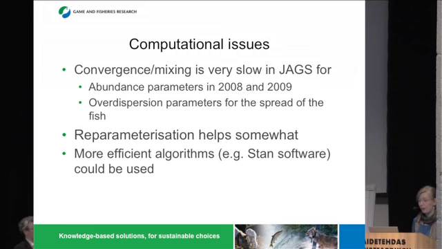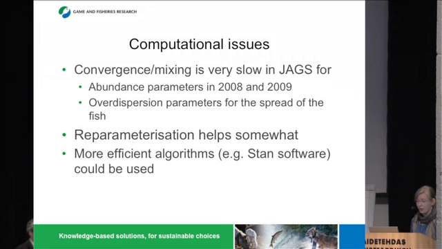Reparameterization has been helping somewhat, and also we have tried to use more efficient algorithms such as STAN software. And this was the original idea, to compare the JAX and the STAN softwares with 1 year of data. But unfortunately, neither one of these versions with 1 year of data was converging.